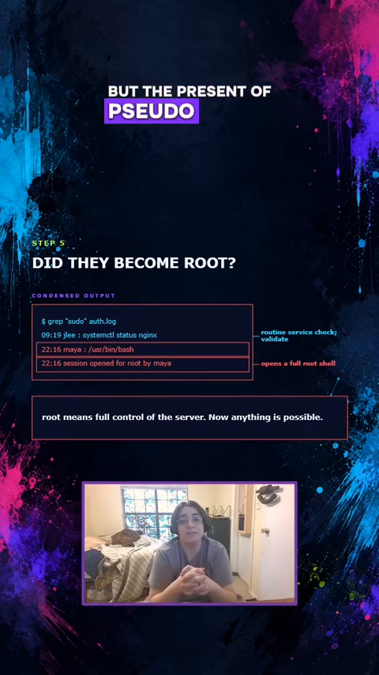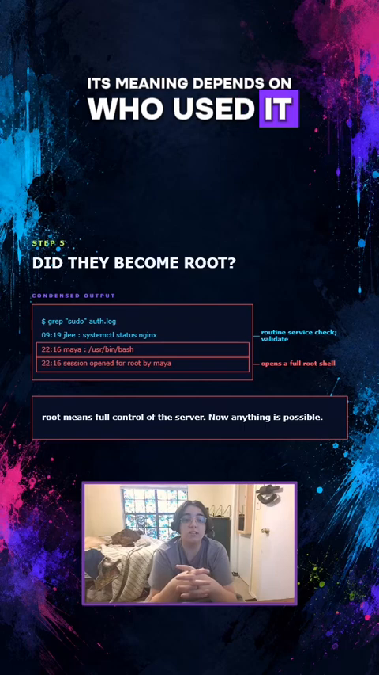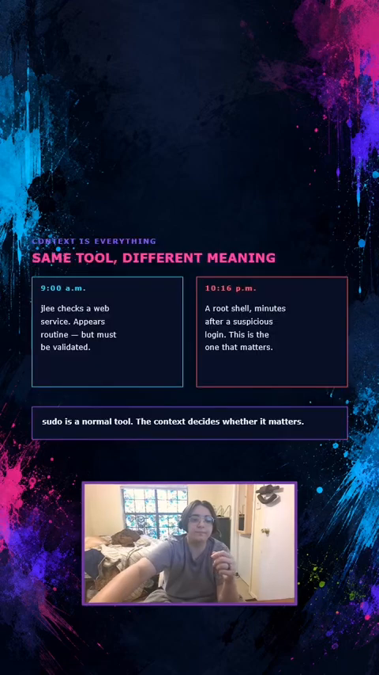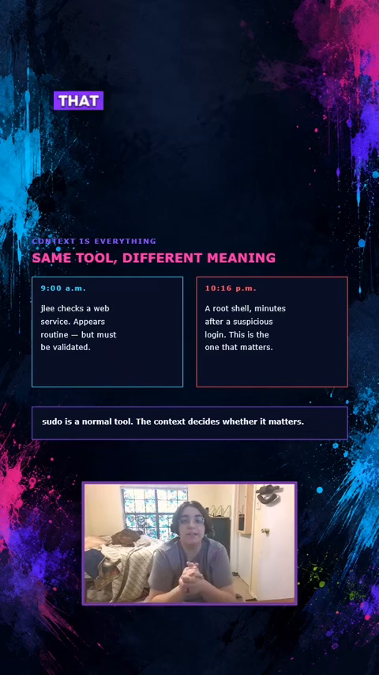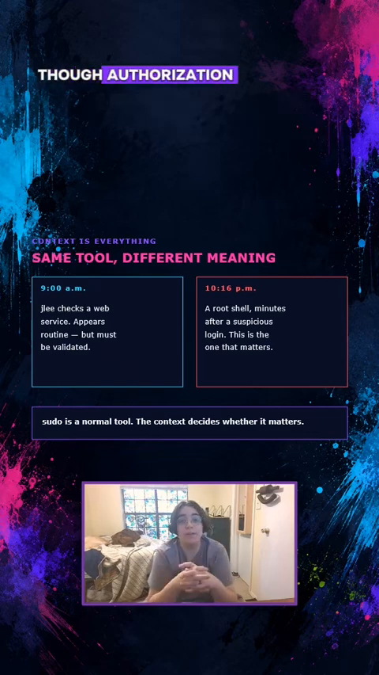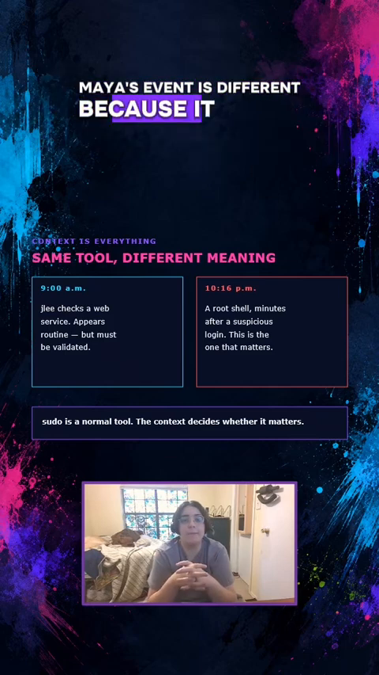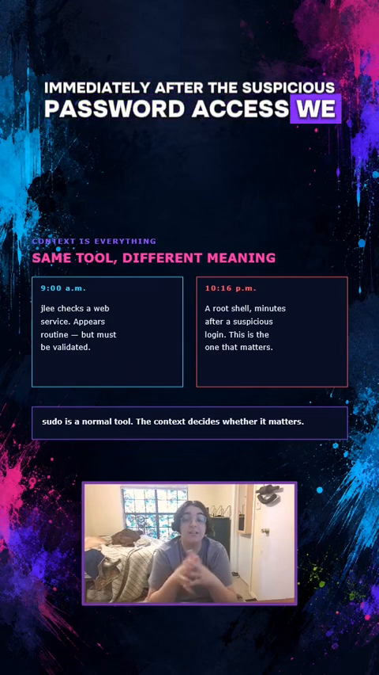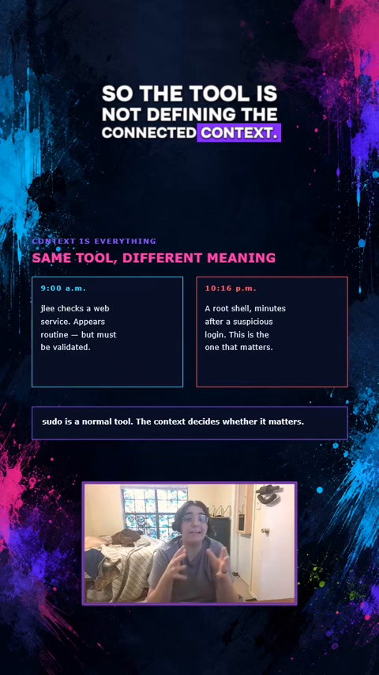But the presence of sudo is not suspicious enough on its own. Its meaning depends on who used it, for what purpose, and what happened around it. Earlier, Jay Lee used sudo to check the Nginx service. That appears consistent with routine administration, though authorization would still be verified in a real environment. Maya's event is different because it opens a complete root shell immediately after the suspicious password access we just traced. So the tool is not the finding, the connected context is.